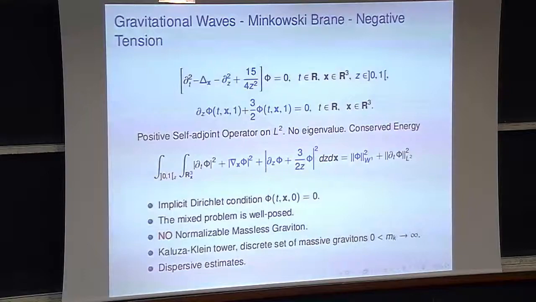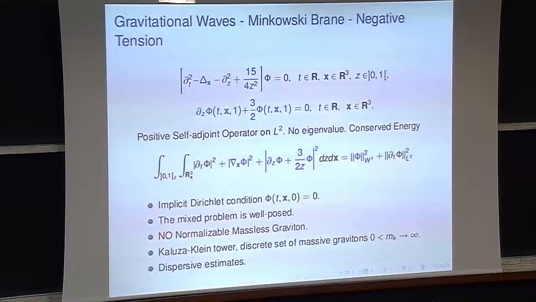The mixed problem is well posed, but there is no normalizable massless graviton. We have lost the graviton. There exists a Kaluza-Klein tower, and we can obtain dispersive estimates, and so on. The theory is complete. But this model is not very realistic, since we have no normalizable massless graviton. This is the conclusion.